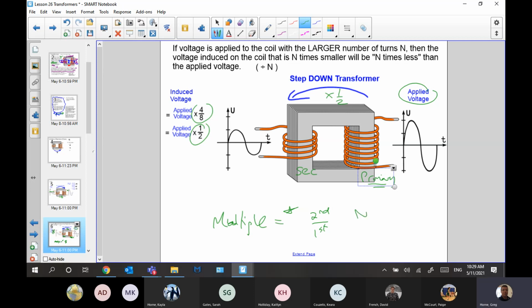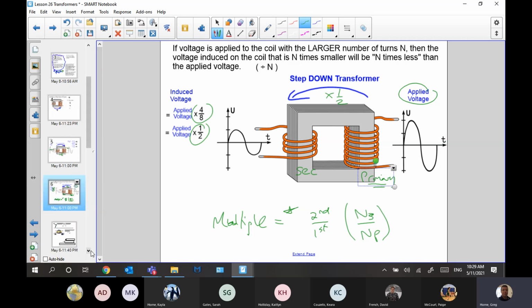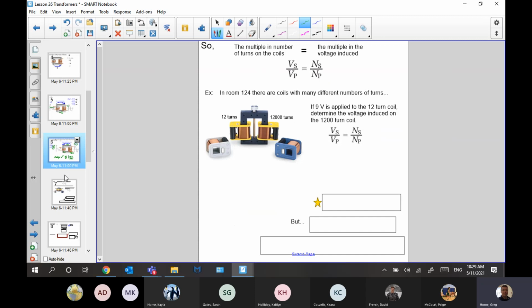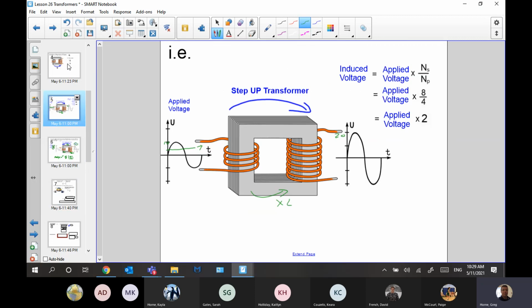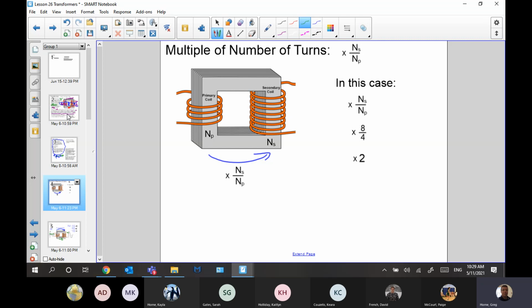So yeah, I'm always going to think of that as NS divided by NP, second divided by first. So you can see that working as a step down transformer. And I do want to show as well just a little bit of a justification of the idea of this.